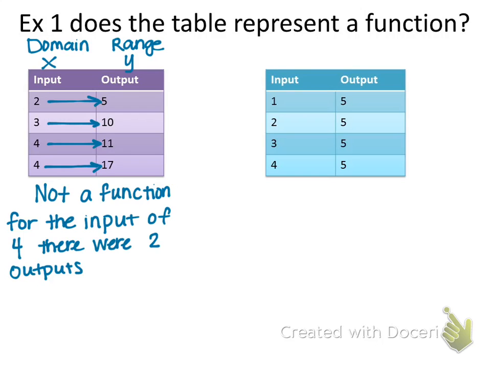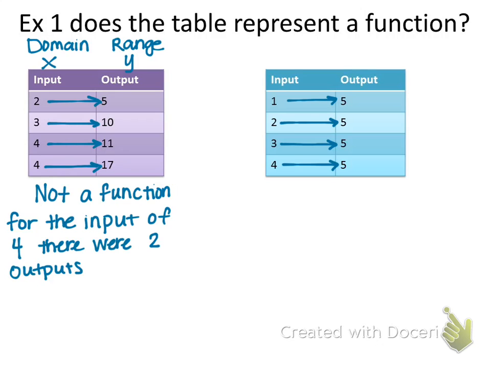So let's look at this next chart. This is the one that always confuses people. Okay? For the input of 1, what is the output? 5. How many outputs is that? 1. Okay, let's go to the next one. For the input of 2, what's its output? 5. How many outputs does it have? 1. Okay, so I'm still good. For the input of 3, what's its output? 5. How many outputs does it have? 1. Okay, for the input of 4, what's its output? 5. How many outputs is that? 1. So is this a function?